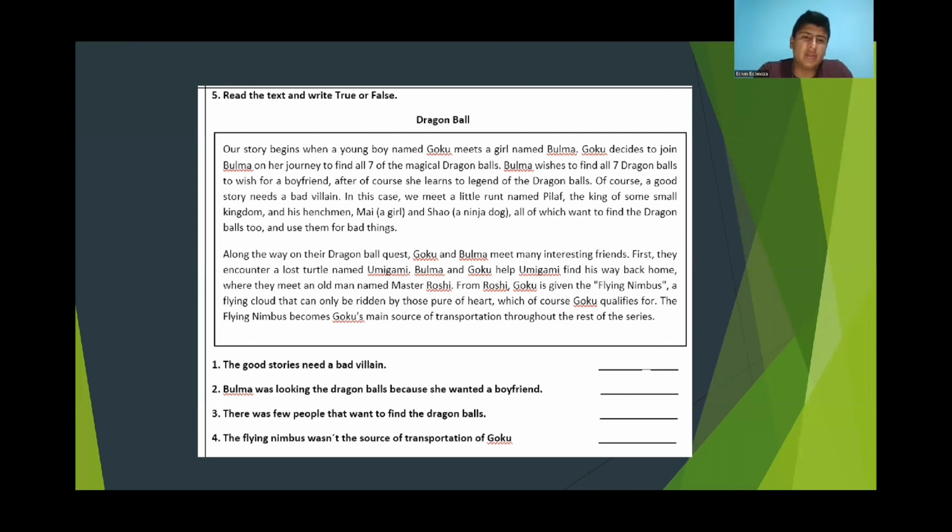For example, number 1, that good stories need a bad villain. And if you start to search in the reading, this is mentioned in the reading. So I think this is clear for the student, and it's very important to explain this at the beginning of the test. You have to explain what the students have to write over the blanks, so the students don't have to guess.